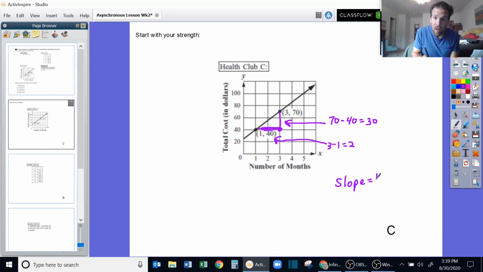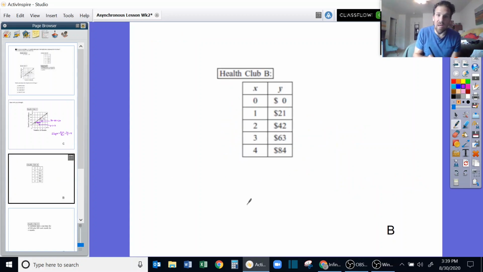We call that the rise divided by the run. So this is going to be 30 minus 2, or $15 per month. We can go to a table.